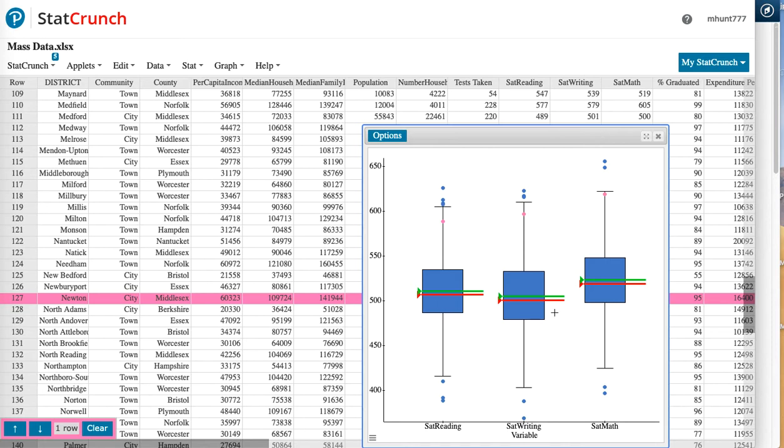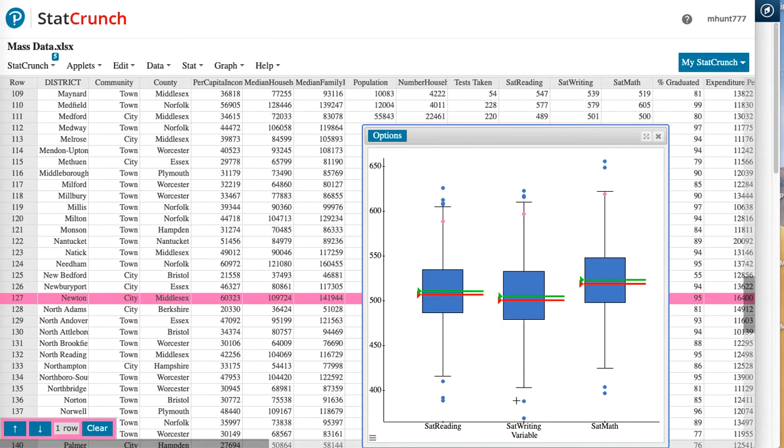The width of the boxes, the IQRs, are approximately the same. I would say that if we hover on the median, SAT writing seems to be a little bit less than the medians for reading and math. And again, the mean seems to be a little bit less for SAT writing than for reading and math. We can see outliers in all categories.